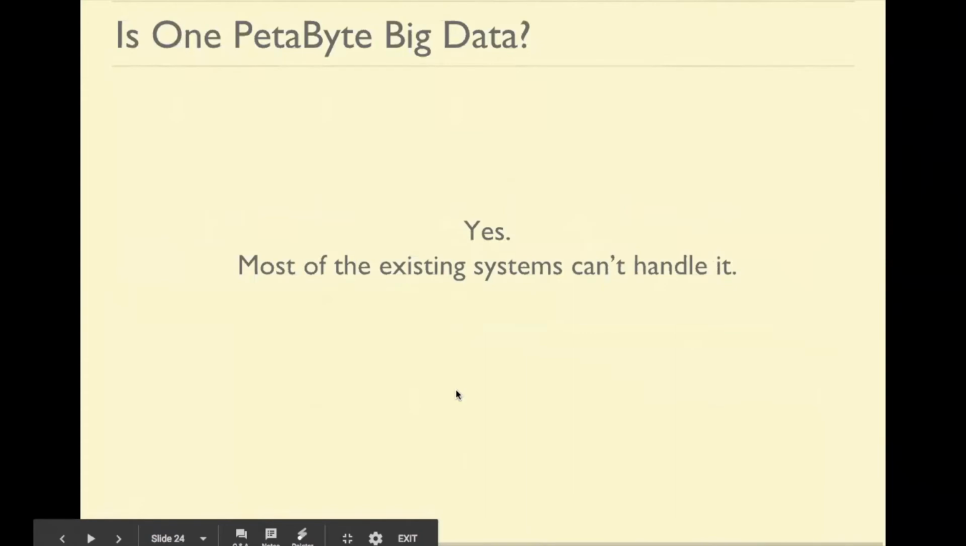So most of the existing systems cannot handle it. As we discussed earlier, it takes 6 hours to process 1 terabyte data, and therefore 1 petabyte is going to take around 6,000 hours, and hence it's impossible to get such work done using a single computer, and therefore we will need distributed computing. All right, does it make sense to you?